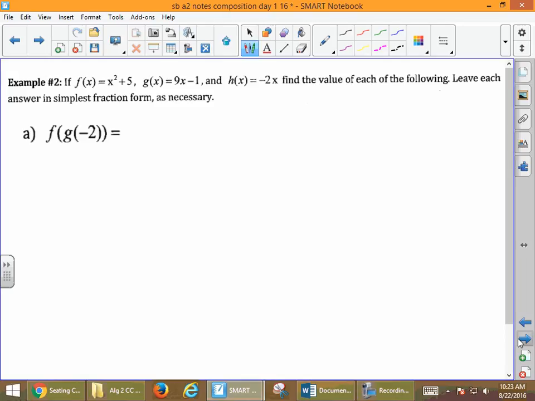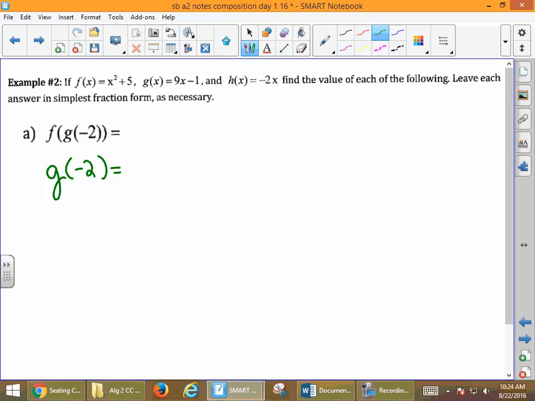So in example number 2, we're given 3 functions. We have an f of x, a g of x, and an h of x. And we don't necessarily need to use all 3 of them. In this case, on 2a, we are going to figure out what g of negative 2 equals. Notice that's farthest to the right, or the inside of the function. Once we get the answer to g of -2, we're going to use that output as an input back into f. So g of -2 is what we're going to figure out.